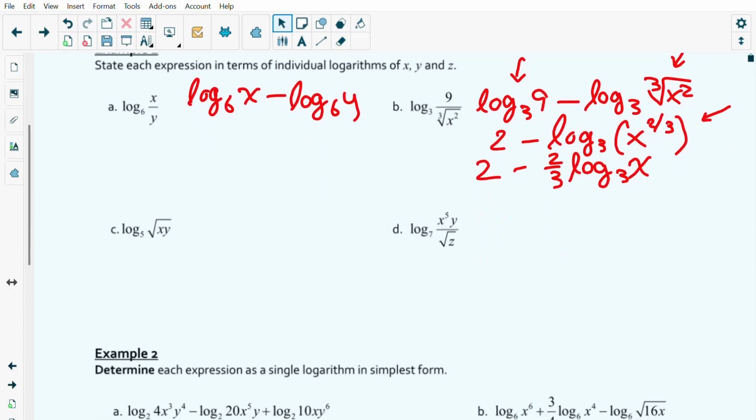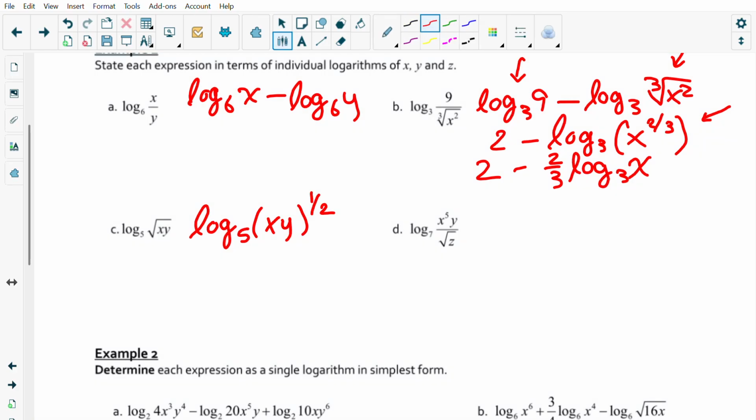Next one, log base 5 of square root of x times y. Let's convert this, instead of a radical, I want to write it with exponents like this. First thing I can see is that this is an exponent, so I can apply the power law. The power law says the exponent becomes a coefficient out in front, 1/2 log base 5 of xy.